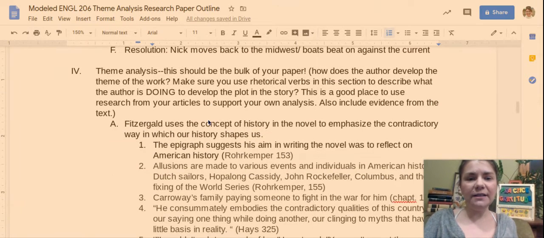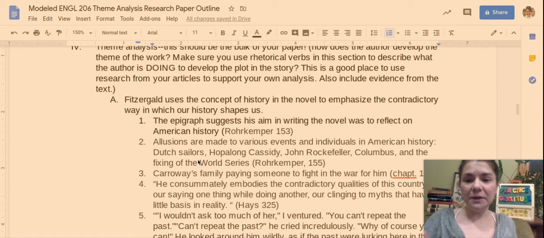Okay, then you're getting to theme analysis, and this is where we're using rhetorical verbs to talk about what the author is doing. We're using literary devices to talk about how the author is using those literary devices to build a theme. And we're also using our research to support the claims that we're making. We need to have quotes from the book, and we also need to have quotes from our research. So these are the claims that are going to develop into paragraphs.